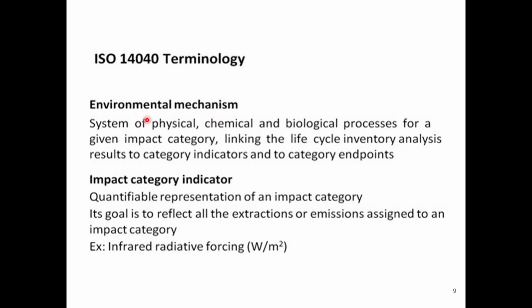Apart from that, there is the environmental mechanism. That is the system of physical, chemical, and biological processes for a given impact category, linking the life cycle inventory analysis results to category indicators and to category endpoints. And there is the impact category indicator, which is a quantifiable representation of an impact category. Its goal is to reflect all the extractions or emissions assigned to an impact category. Example: infrared radiative forcing, in watt per meter square. If I remember, that was the first degree of effect. Due to global warming, the first degree of effect was the infrared radiative forcing, in watt per meter square.